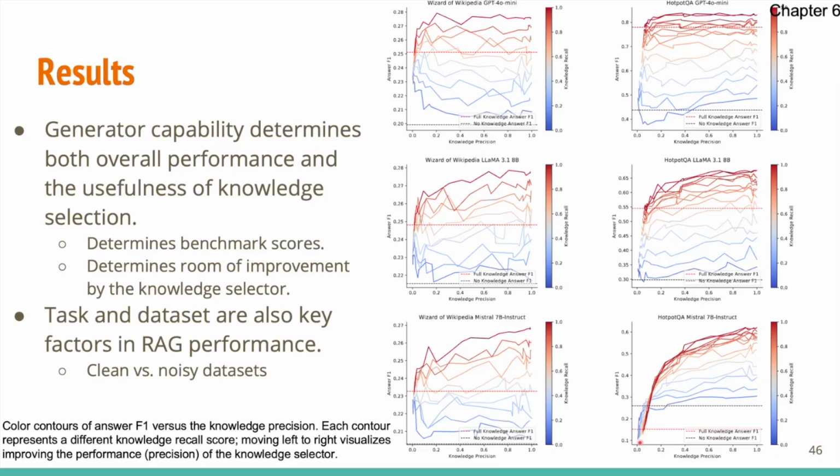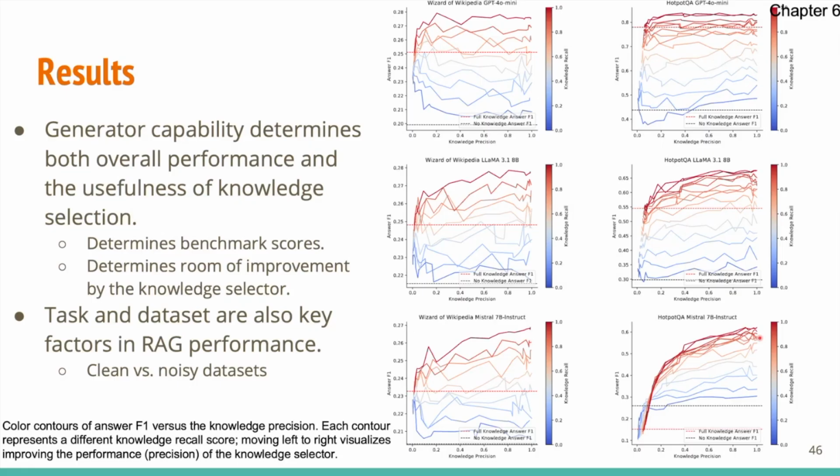Moreover, the generator capacity also determines the room for improvement by the knowledge selector. So given a strong generator model, the room for improvement from the full knowledge setting, the red dashed line, to the upper bound of the performance, which is the gold knowledge setting, is narrower. So here the range is narrower, and wider, and even wider. Again, the full knowledge setting means that we do not use a selector model.